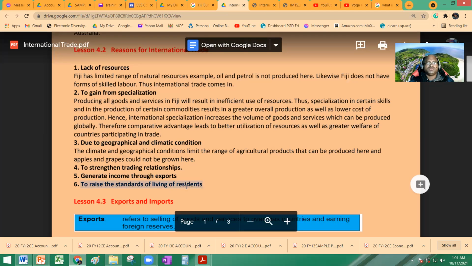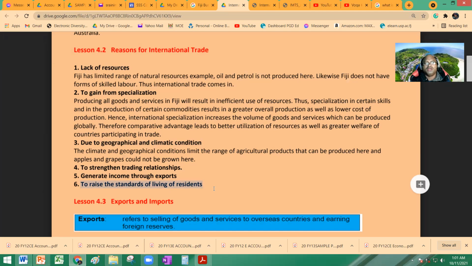Last one, to raise our standard of living. Our current standard of living is the result of buying from overseas. So you see everything that I'm wearing and everything in this room. If we take away international trade, there'll be nothing here. So everything I have right now is a result of international trade. Our standard of living has risen due to trade. That is one of the strong reasons why we have to trade internationally, because it increases our standard of living.